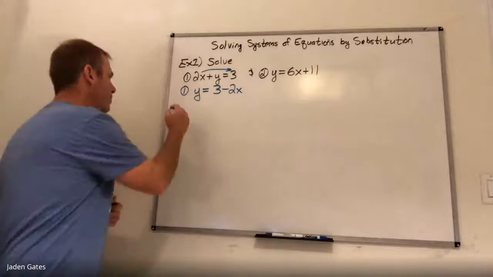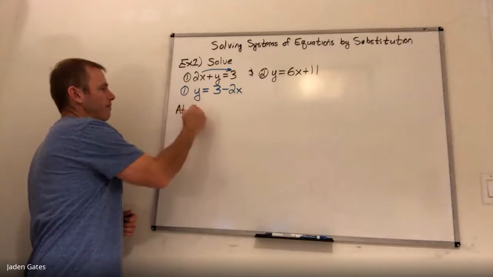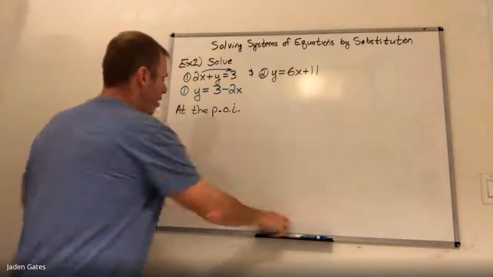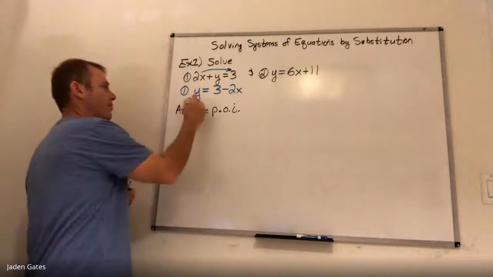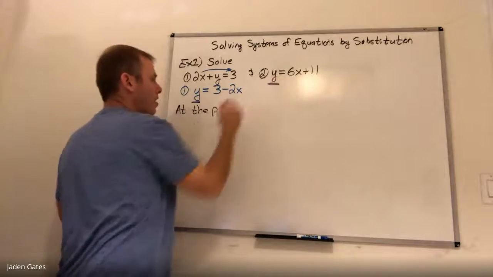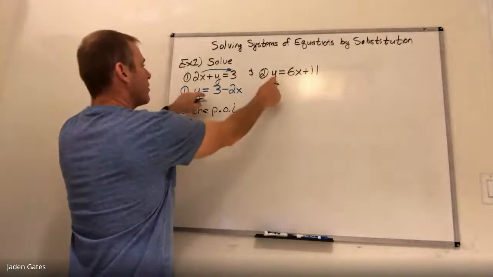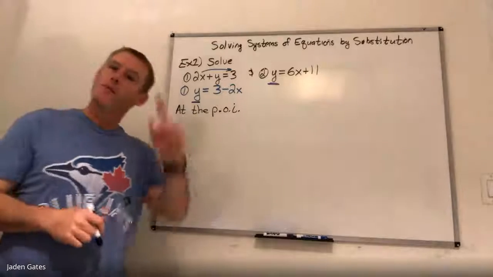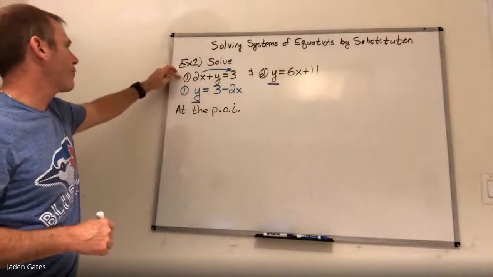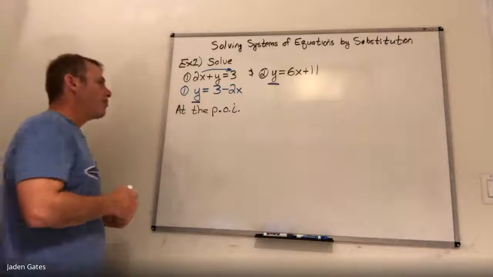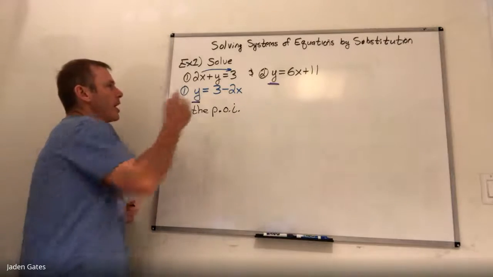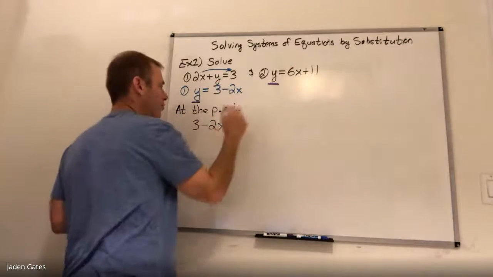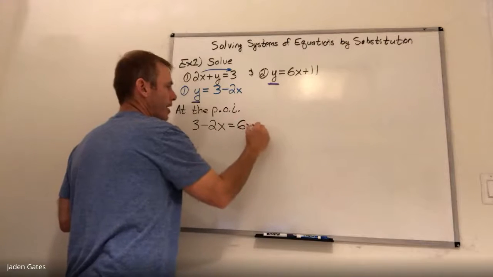And so again, at the point of intersection, those y's are the same. In fact, the x's and the y's are the same, but the y's are the same. So if these two y's are the same at the point of intersection, then these two expressions are the same. So again, it's just like what we did last time, one extra step though. I had to flip this first equation into something that we're used to. But then again, and this is great review, I have 3 minus 2x. So that expression is equal to my 6x plus 11.